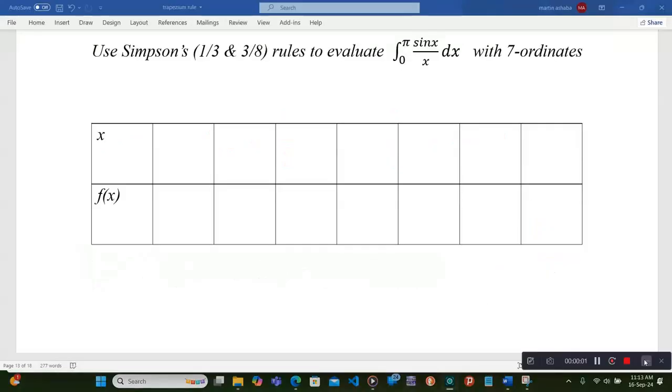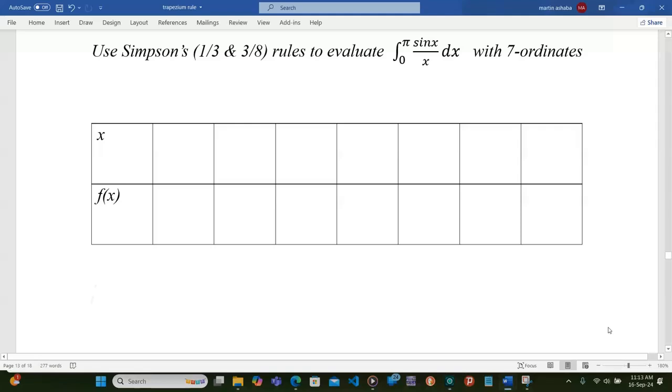Hello, dear members. In this lecture, we are going to discuss the 1/3 and 3/8 rules of Simpson to evaluate the integral of sin x out of x from 0 to pi with 7 ordinates. Let's right away start and answer this problem.